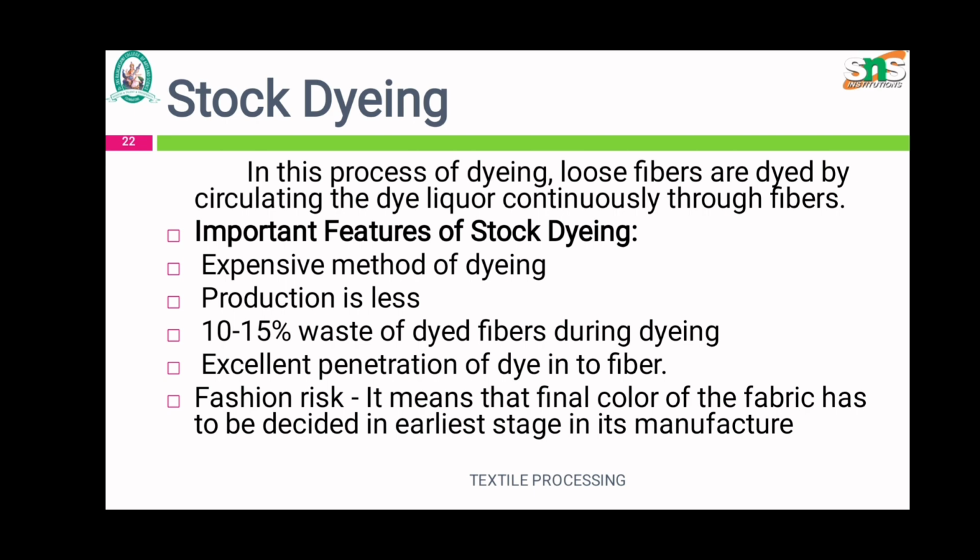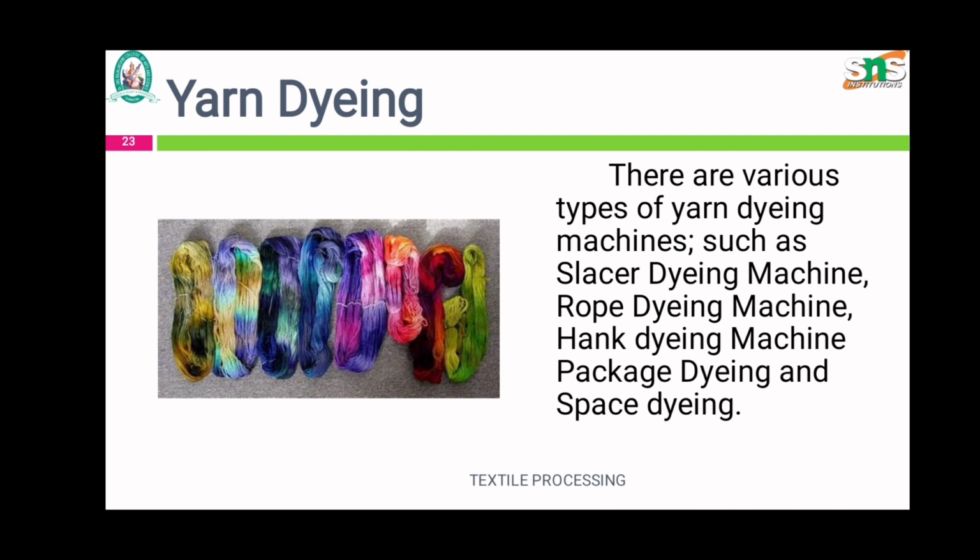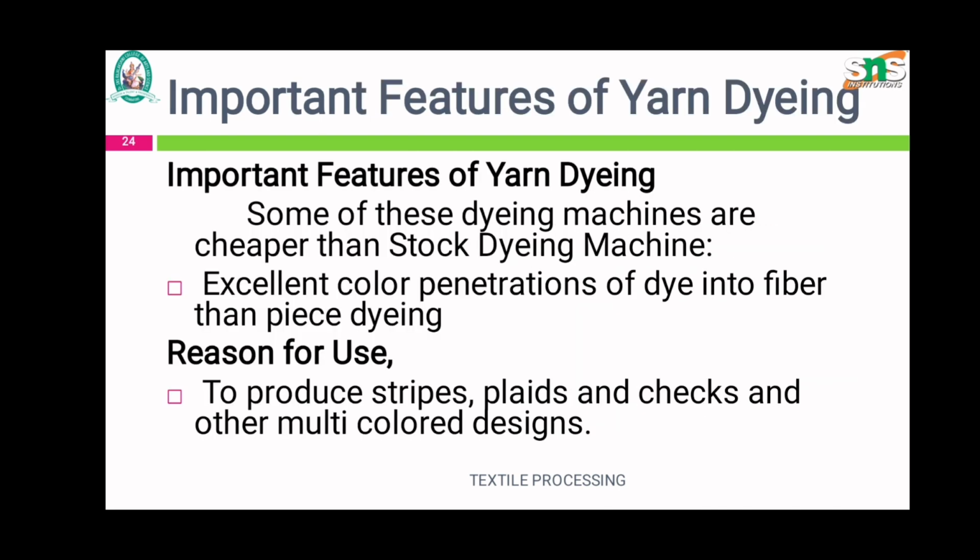Yarn dyeing. There are various types of yarn dyeing machines such as a laser dyeing machine, rope dyeing machine, hand dyeing machine, package dyeing machine and so on. Important features of yarn dyeing: some of these dyeing machines are cheaper than stock dyeing machines. Excellent color penetration of dye into fibers compared to piece dyeing. Reason for use: to produce stripes, plaids and checks and other multicolored designs.